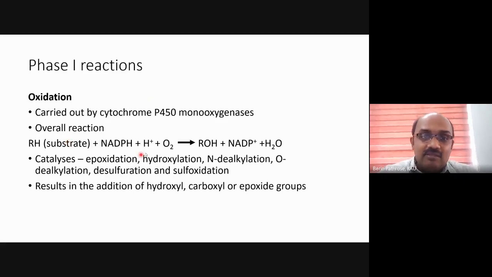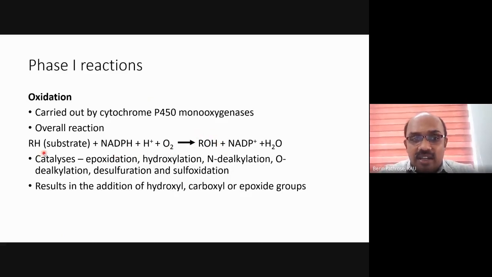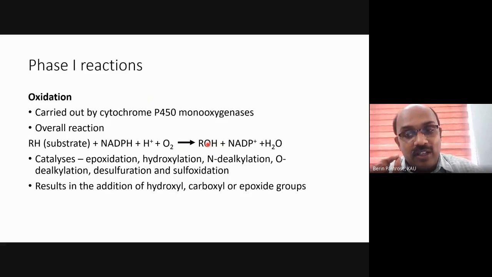So the pesticide will interact with cytochrome P450. It interacts with NADPH, and the substrate gets oxidized. RH will be converted to ROH. Addition of a hydroxyl group to the substrate will make the substrate, the pesticide, more hydrophilic. The OH group is hydrophilic. So addition of an OH group will make the compound more hydrophilic.